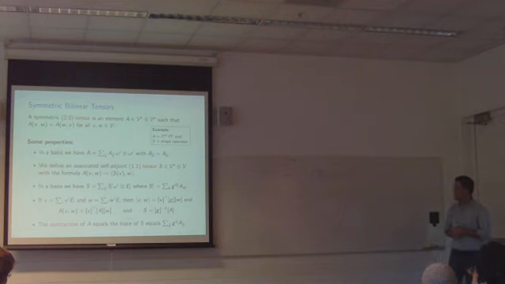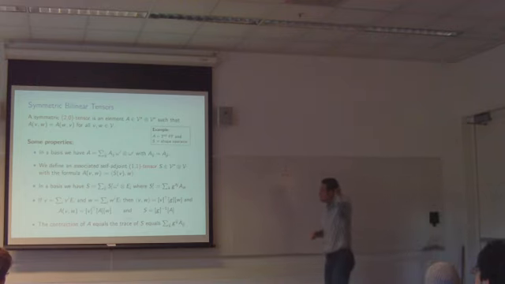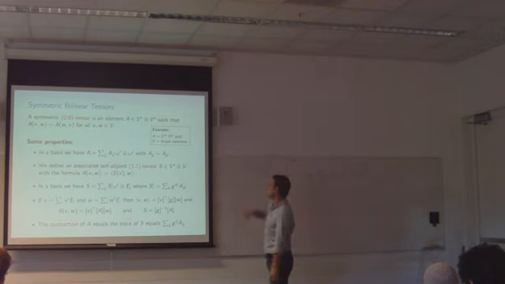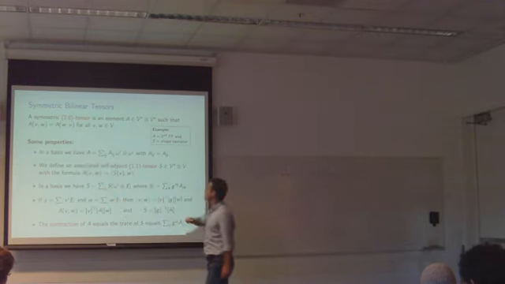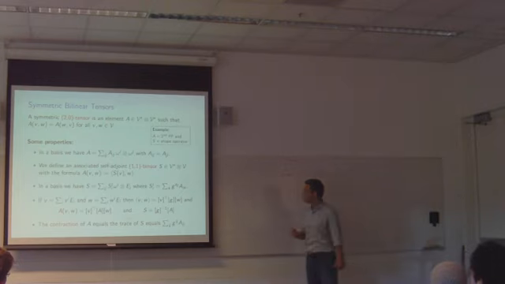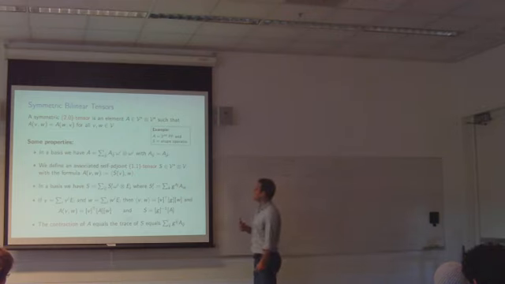Now we'll go through two examples. We'll start with the familiar one, the symmetric bilinear tensors, which we just talked about. A symmetric 2-0 tensor is an element of V dual tensor V dual. So two vectors in, scalars out, which is symmetric. So A of V comma W equals A of W comma V. An example of this is the metric tensor.